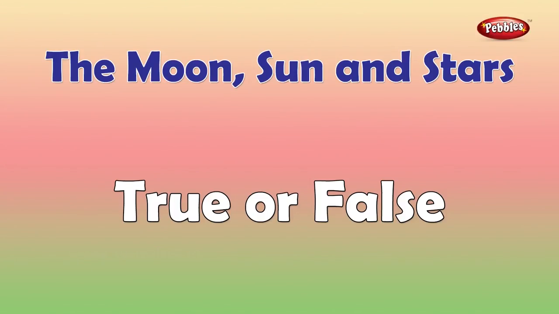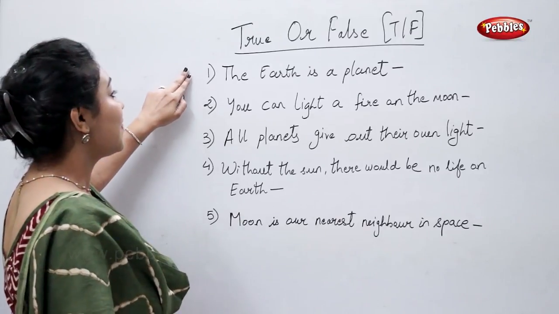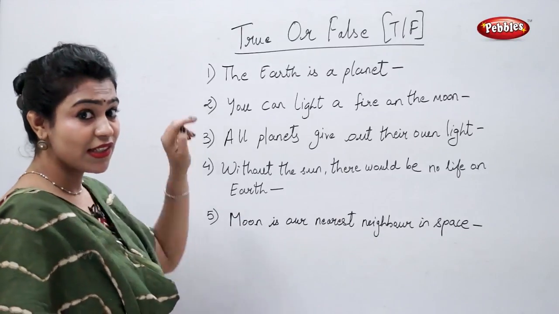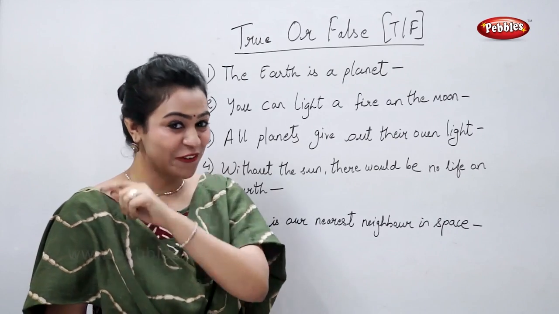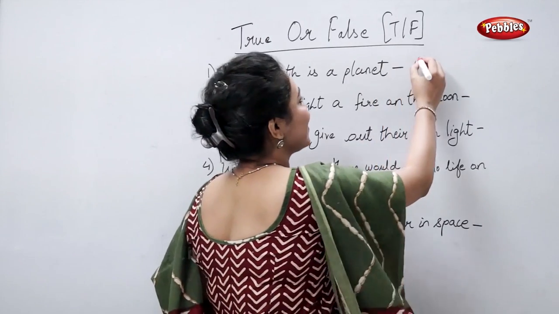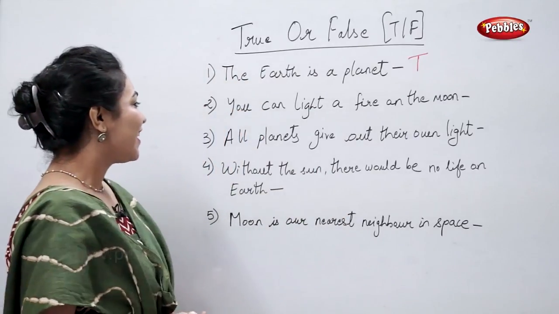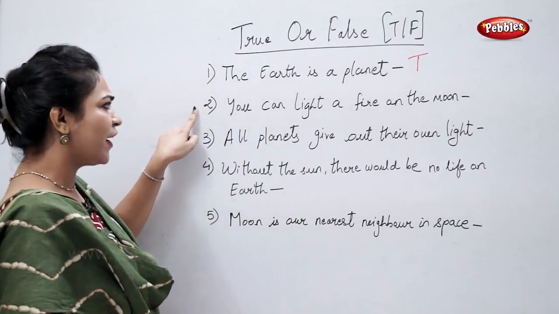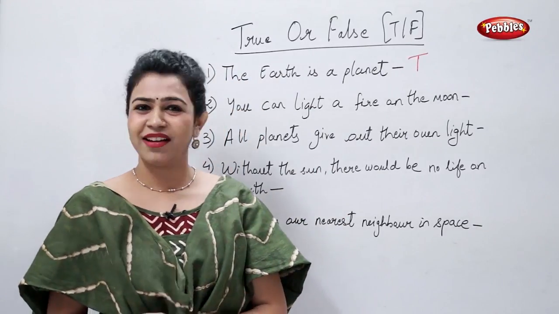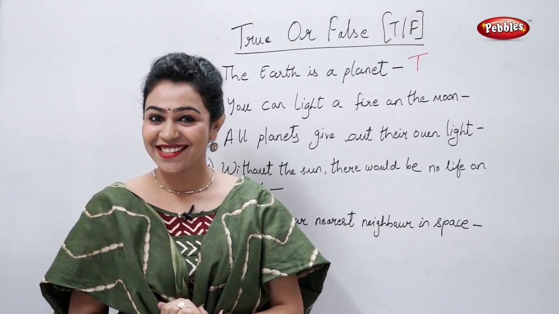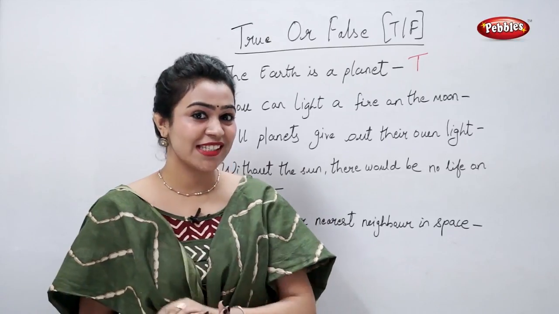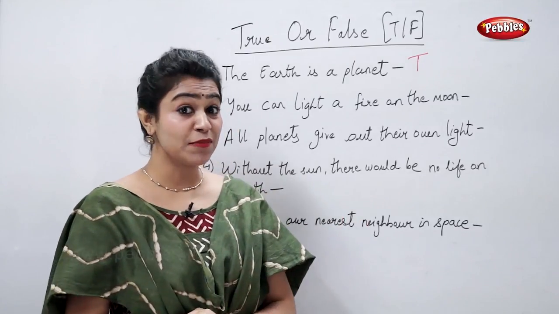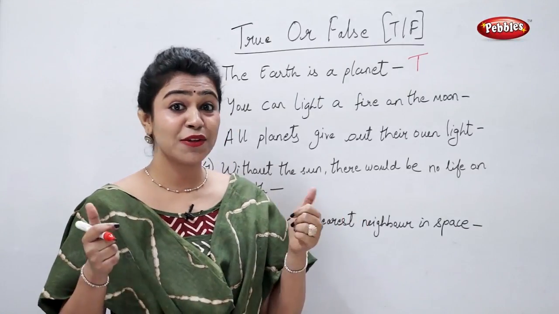True or false? The earth is a planet. True or false? True. The easiest answer. You can light a fire on the moon. True or false? Come on. False. You cannot light fire on the moon since there is no air.